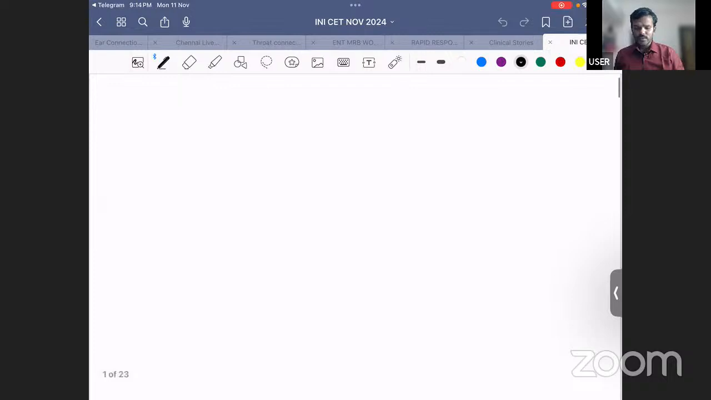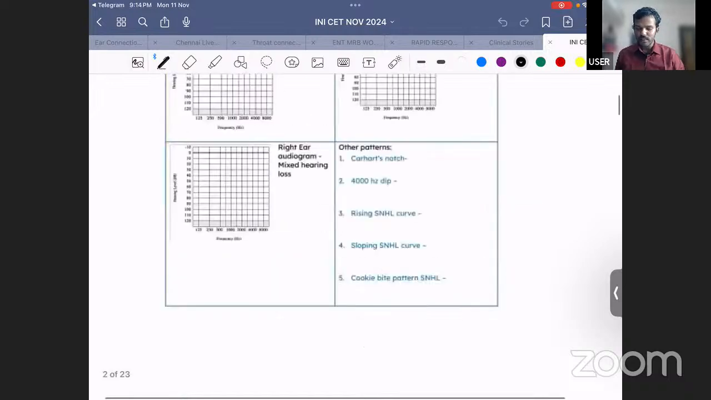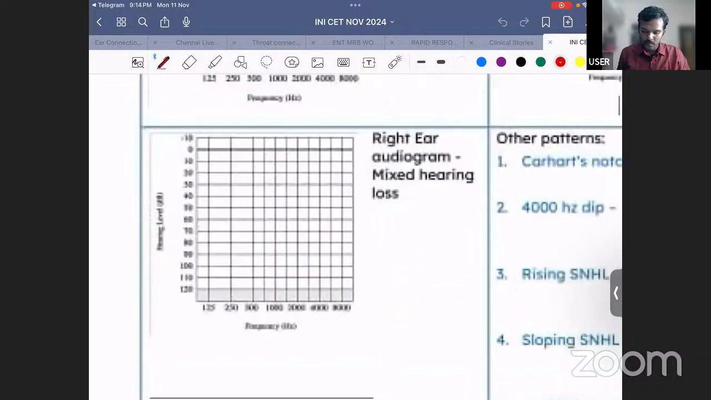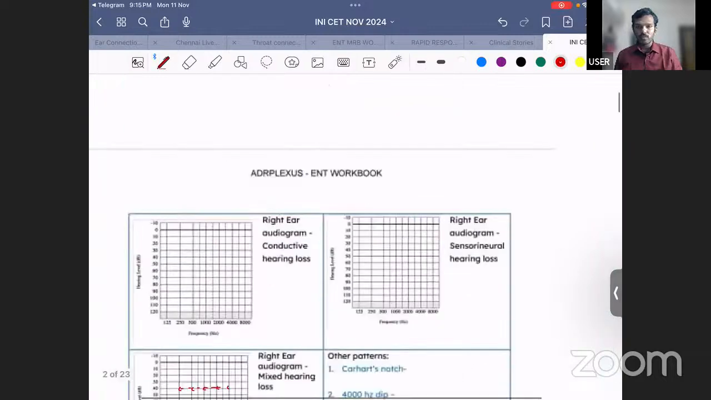The first question is, what is the interpretation of the following PTA conducted on a patient? The PTA picture was something like this. This was the PTA picture which was given in the exam. To answer this question, you need to have a clear understanding of the audiogram. This is a screenshot from our workbook.